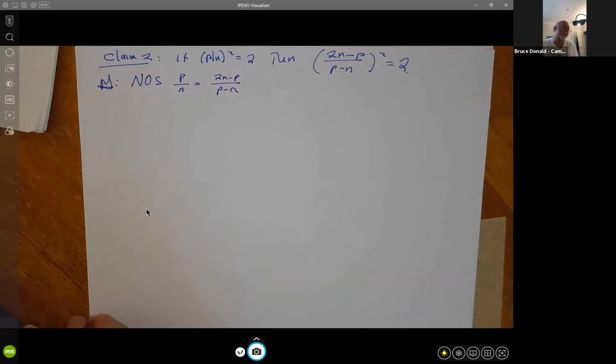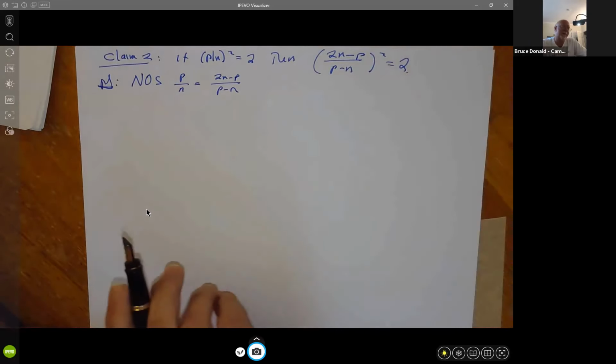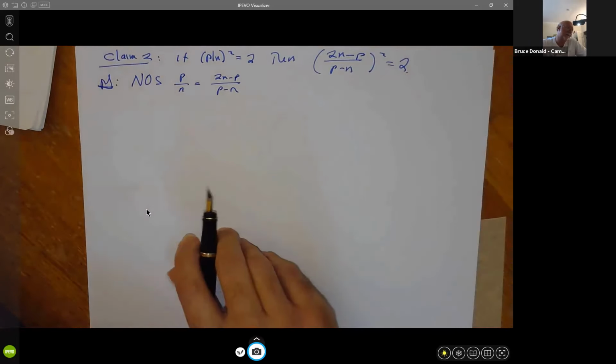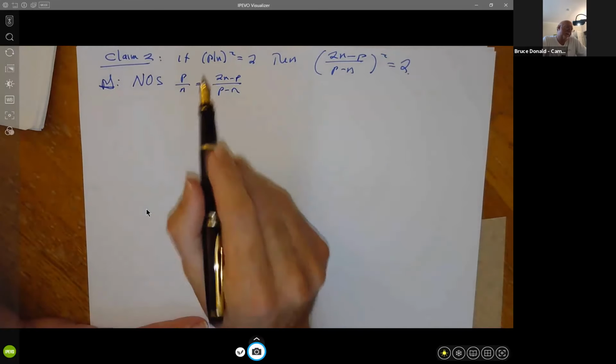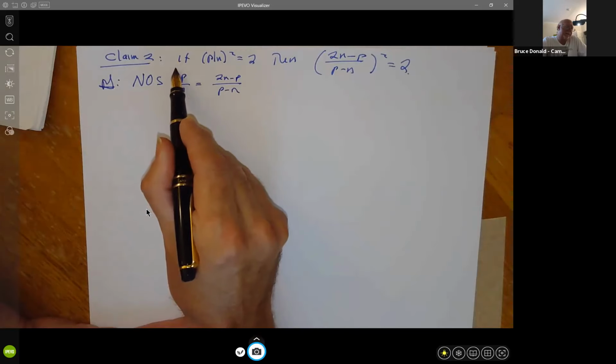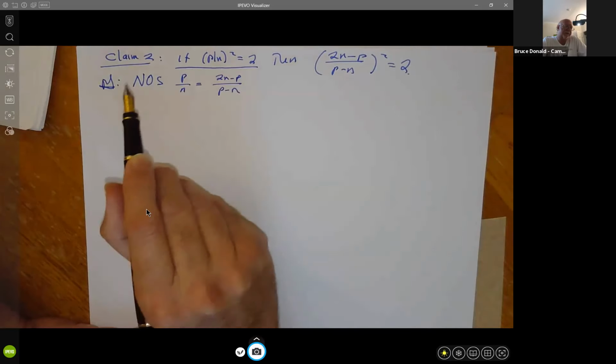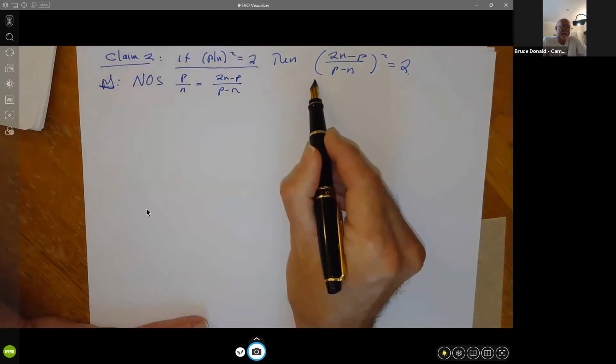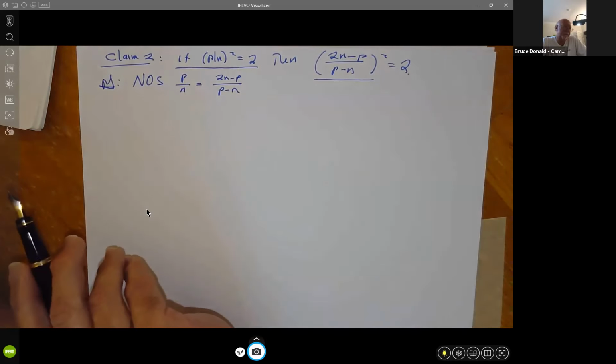All right, so some questions on this. Remember, "need only show" is a sort of modular way of thinking about things, right? So I'm going to write a subroutine that delivers this. Remember, the statement of this theorem, this claim, is that if p over n is the square root of 2, then this other thing is the square root of 2.